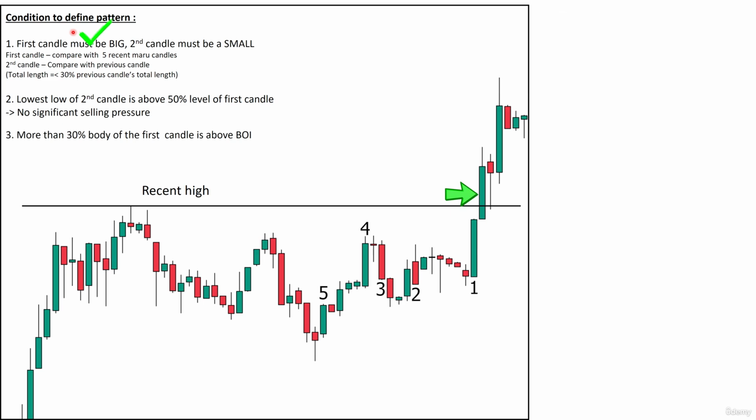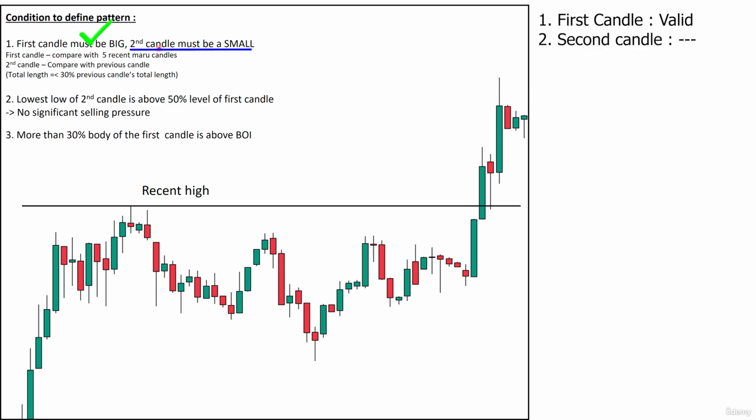But when we come into the second standard right here, the second candle must be small because here is a down candle. We can see the red color very clearly here. And to judge whether your second candle is a small candle, at this time we need to see if the total length of the second candle is smaller than 30% of the last Marubozu candle. But at this time, you can see the total length of the second candle here is almost equal to the first Marubozu candle right over here. Therefore, the second candle fails.